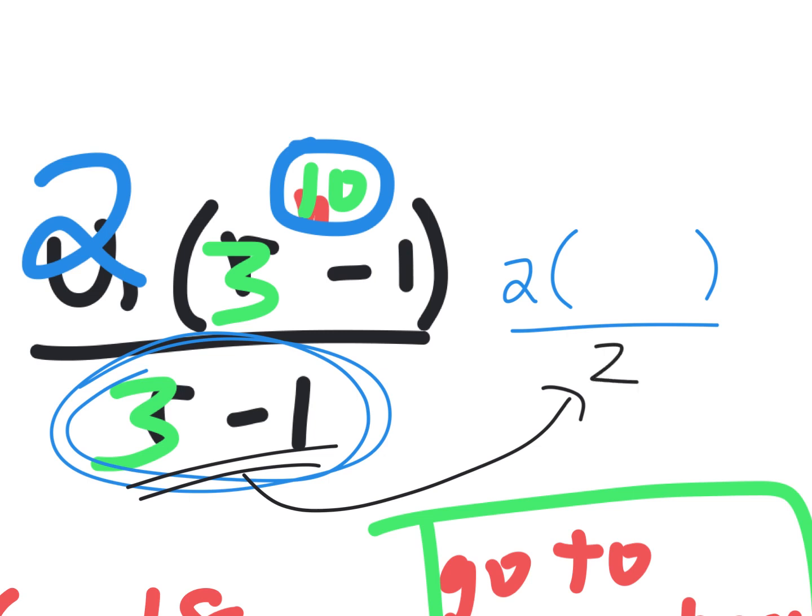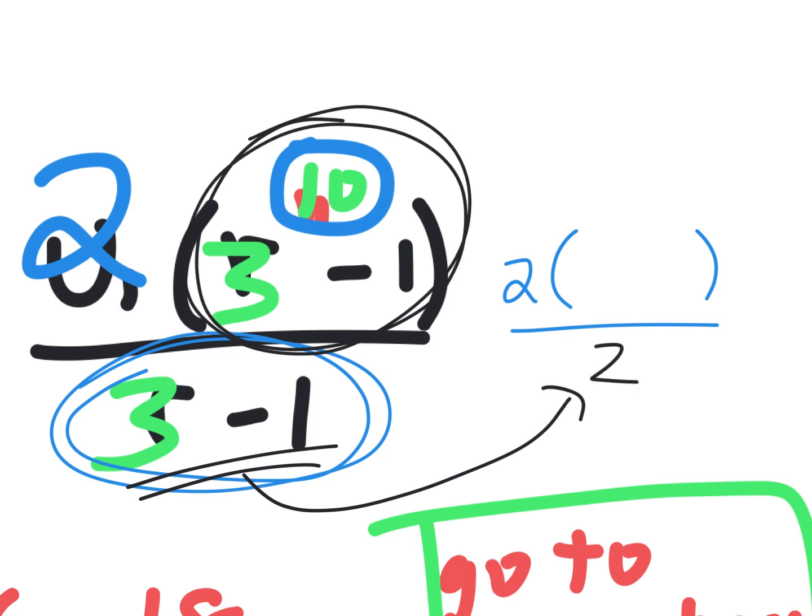3 minus 1 is 2. And now I'm going to go 3 to the 10th minus 1. So 3 to the 10th, that's a really big number. That is an insanely big number.